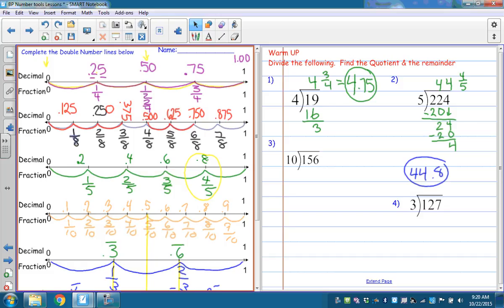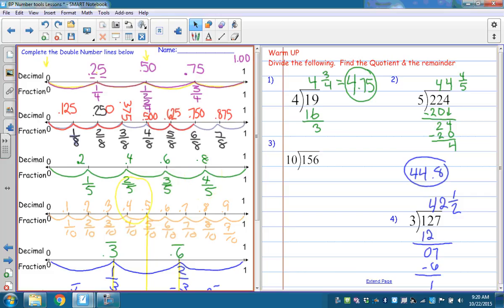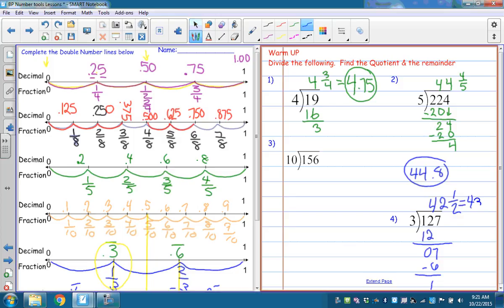Okay, like number 4, right? If we looked at number 4, let me just make some space here. 3 goes into 12 4 times, right? So when you subtract, you just bring down the 7. 3 goes into 7 2 times. You subtract and you get a 1, so it's 42 1/3. So the decimal answer, right, because 1/3 is down here, right? So it's just 42.3 repeating.